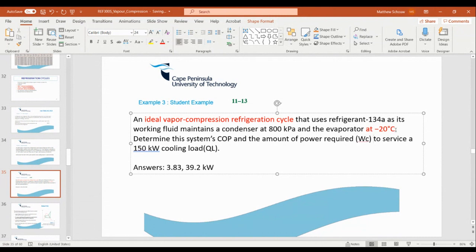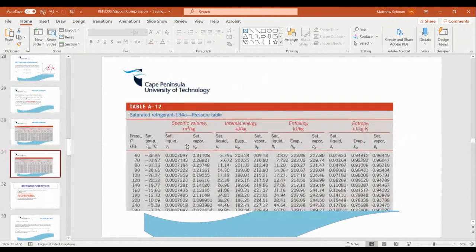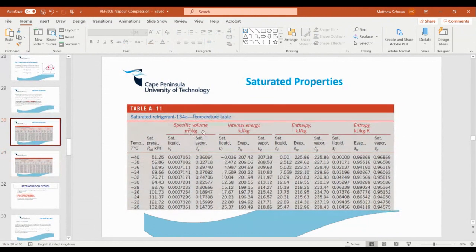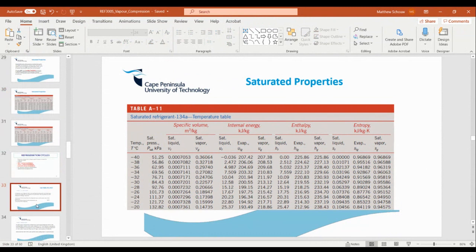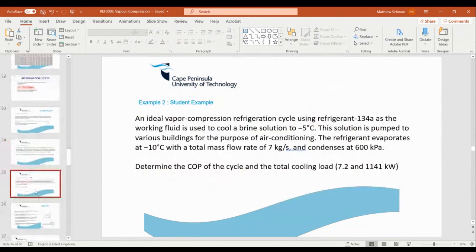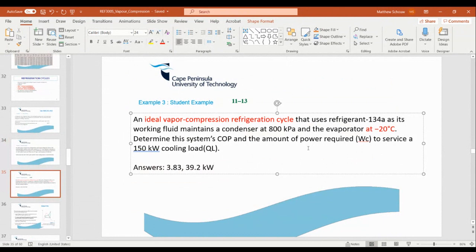When you see minus 20, remember your tables. You have to go to your other table. There are 2 types of tables: table A12 with the pressures on one side and your saturation temperatures on the other. So you have to go to minus 20 and collect your respective properties. I left the answers here, and I think this should be right. It's an example in the textbook, problem 11.13, I think. Simple work, so just do that one.